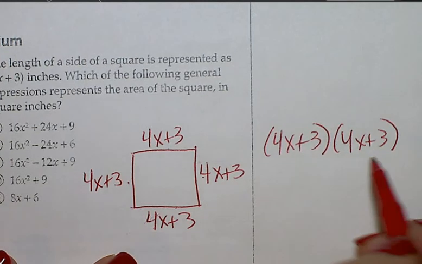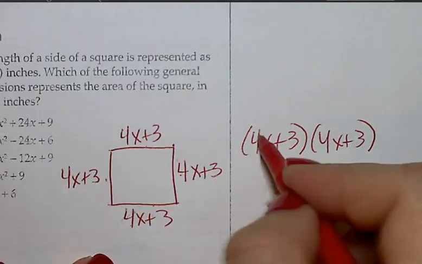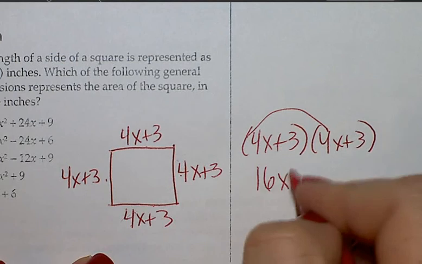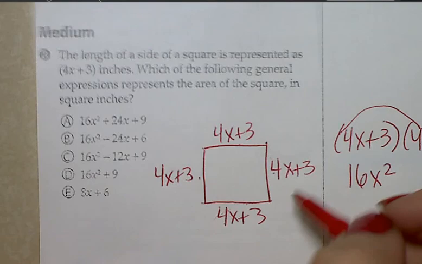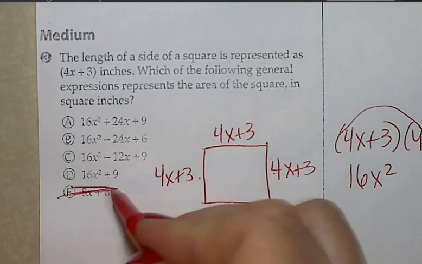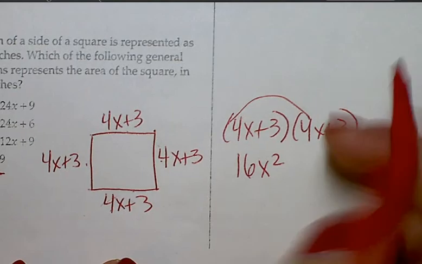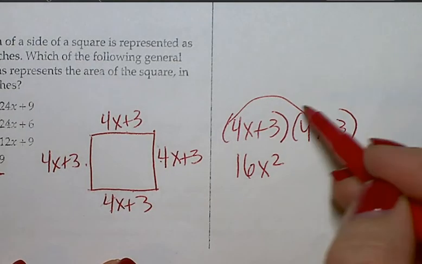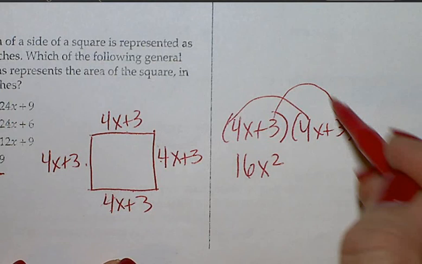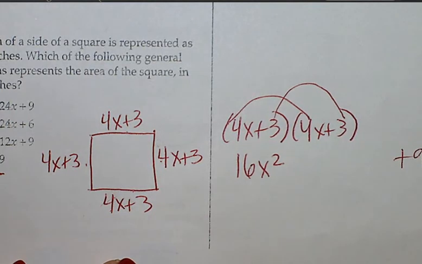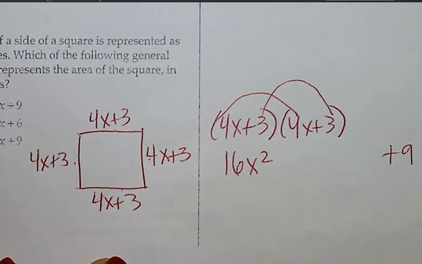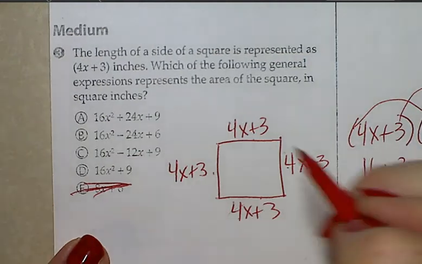So I'm going to start to multiply. Multiplying the front, you get 16x squared. Check your answers. Anything that does not start with 16x squared gets canceled out. Now I could do the inside and the outside, but I'm going to see if I can save time by just doing the last. Positive 3 times positive 3 is positive 9. Come back over. Anything that does not end in a positive 9 gets canceled.